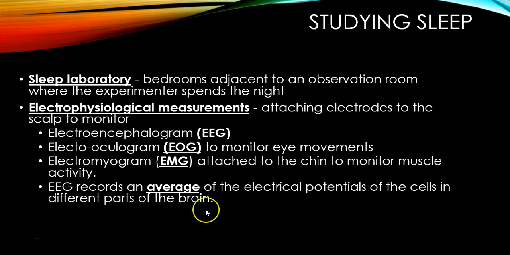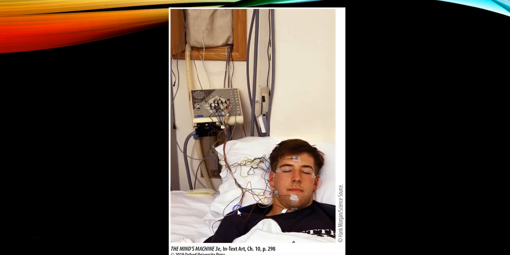And the EEG records an average of all the electrical potentials in the cells in the different parts of the brain. So remember, how does your brain function? That's all the way in the beginning of the class, the action potential, which is an electrical signal. And so the EEG records this electrical signal.